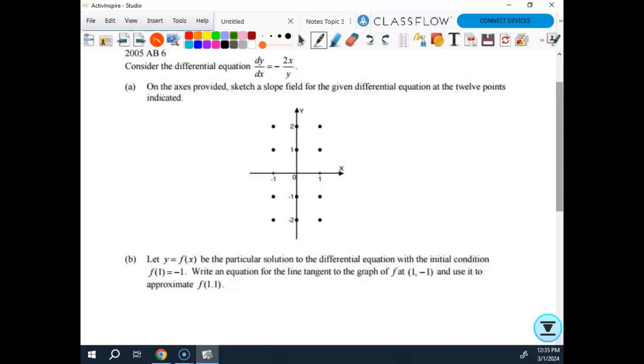Okay, lie to me. All right, on the axes provided, we're going to sketch a slope field for the given differential equation at the 12 points. Go for it. Sketch this slope field. Don't tell me no. If you don't remember, ask your neighbor.